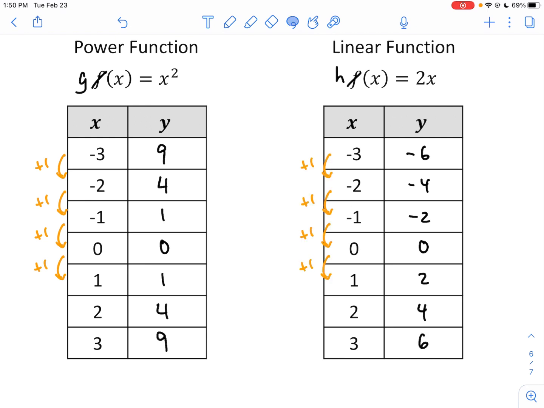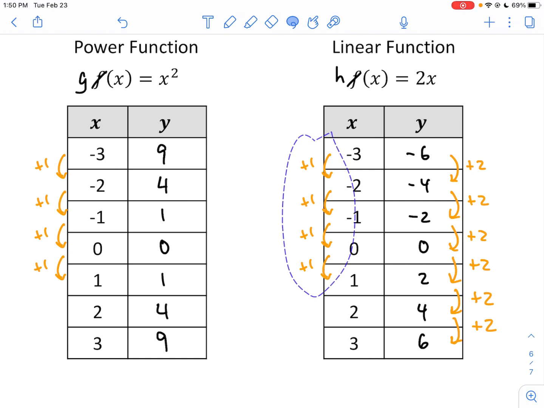Now, in this case here, again, we have the x-coordinates increasing one at a time. And notice what's happening to the y-coordinates in this case. To go from negative 6 to negative 4, we added 2. To go from negative 4 to negative 2, we added 2. And we added 2, etc. This is indicative of a linear function.